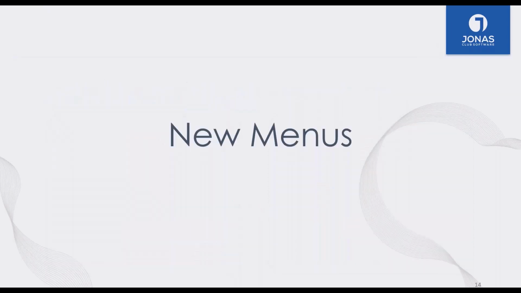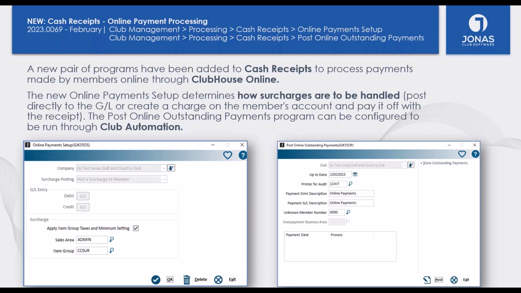Next up, we're just going to go through a few new menus that have been created throughout the system. The first item here, done in February, is in Club Management Processing under the Cash Receipts program. This is a brand new program to be able to post online payments. There's two parts to this. The first is actually just a program to post the online payments that you see on the right. It also has an option to show outstanding payments if you wanted to view that before posting.